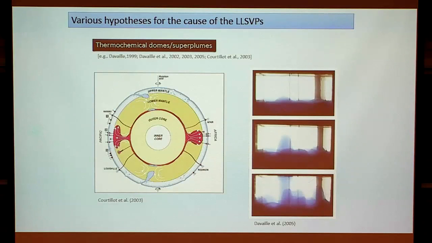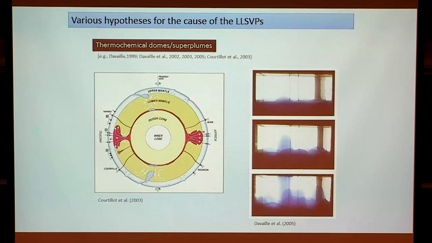Another hypothesis is that they're caused by thermochemical domes or superplumes. These are intrinsically more dense structures, usually on the order of 1 or 2% more dense than the background mantle. But when they heat up, thermal expansion causes them to become less dense than their surroundings, and they rise up through the mantle. As they rise and cool off, they become more dense again and can sink back down. These can rise and sink several times over geologic history. So this is one hypothesis for the cause of large low shear velocity provinces.